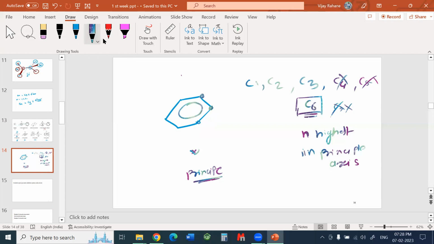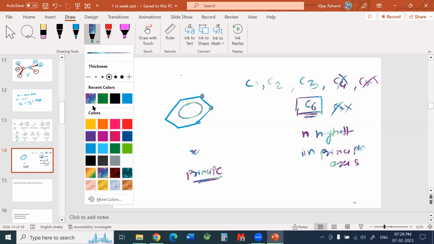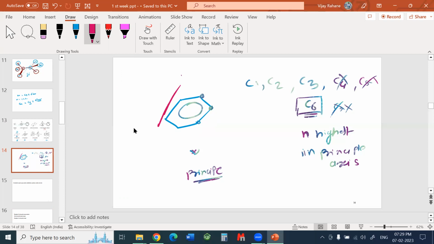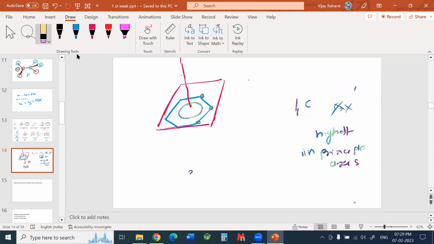And the plane which is perpendicular to the principal axis is called the sigma h. Let's say this molecule is in this plane, right? And the axis is perpendicular to this. So this plane is called the sigma h. Does it have a sigma v? We need to check whether it has a sigma v or not. So this plane is called the sigma h plane.